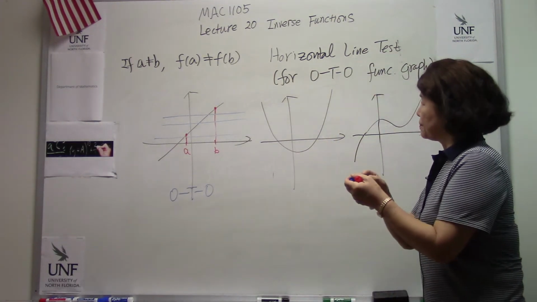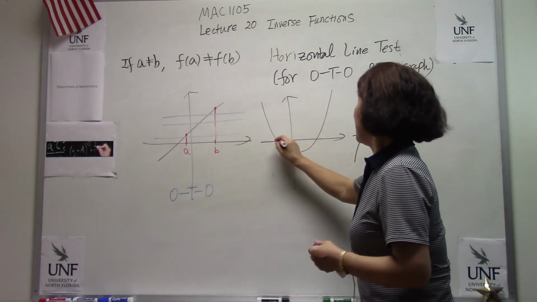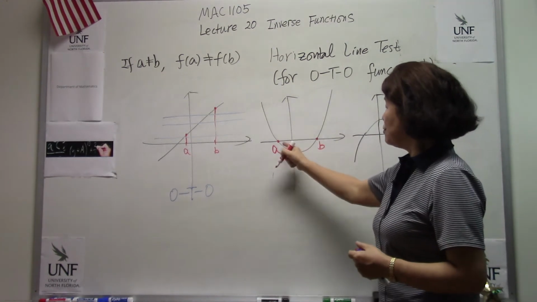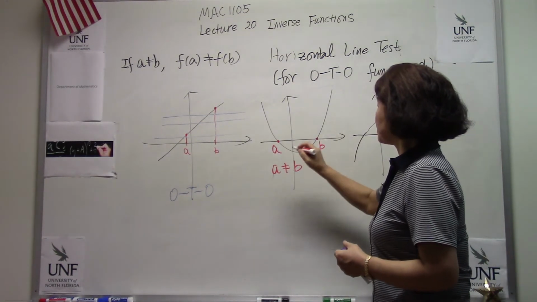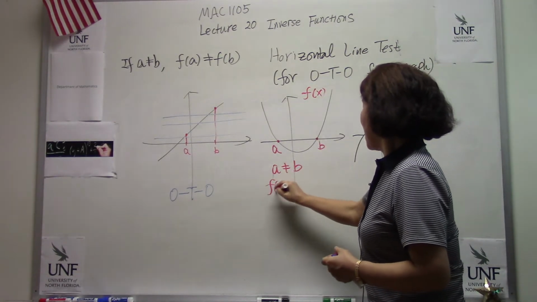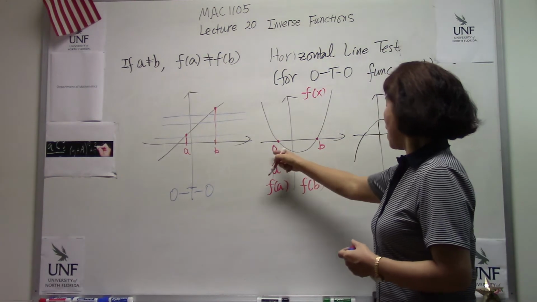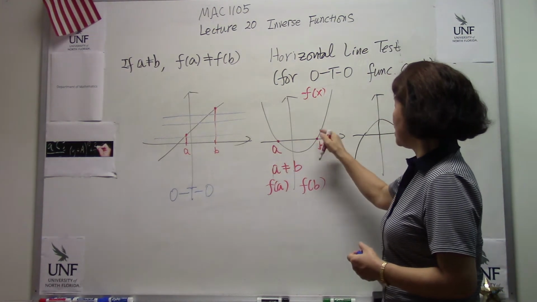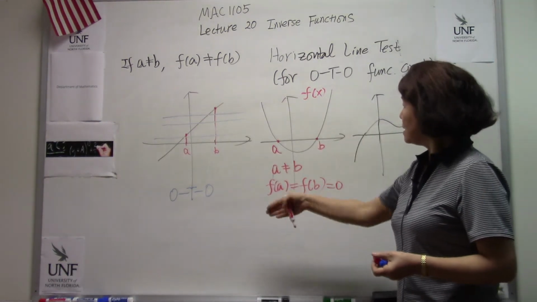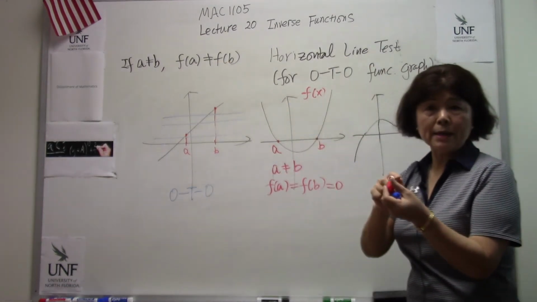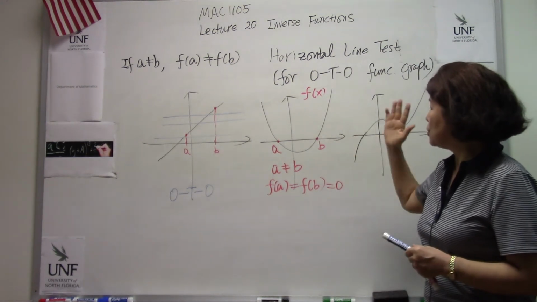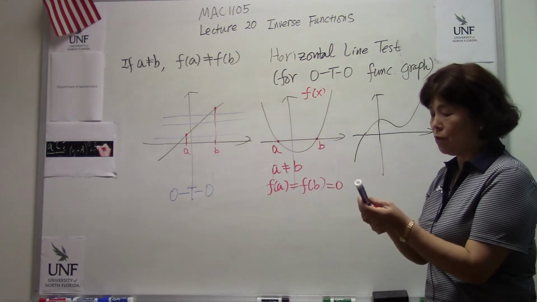What about this one? I would say these very obvious points here and here. I'm going to say A and B. As you see, A and B are different. So let's call this function f of x. What about f of A and f of B? Oh, f of A is 0 and f of B is also 0. They are equal to 0, both of them. So this is not one-to-one, okay? This is one way of showing algebraically that this is not a one-to-one function graph.